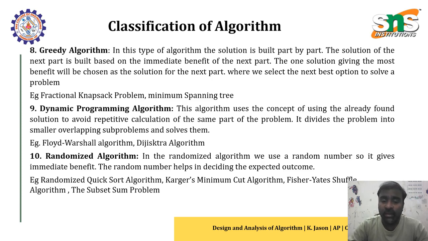Next one is dynamic programming. The dynamic programming algorithm uses the concept of using an already found solution to avoid repeated calculation of the same part of the problem. It divides the problem into small overlapping sub-problems and solves them. Students are well aware this is used to find the shortest path. Overlapping means in the routing table you have to overlap the values. If a minimum value is obtained you have to overlap; if a maximum value is obtained you do not overlap.